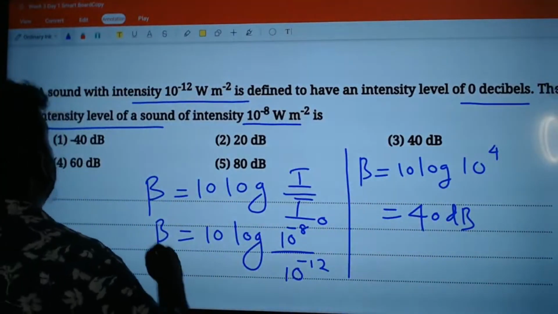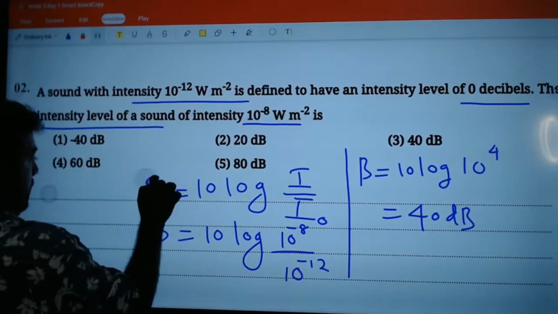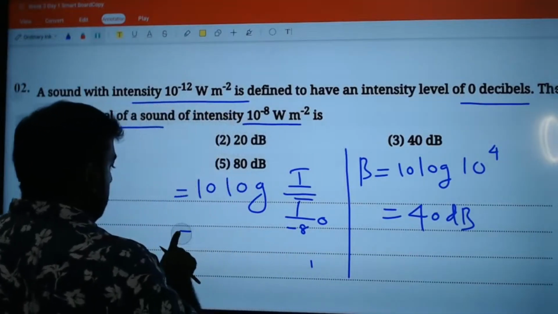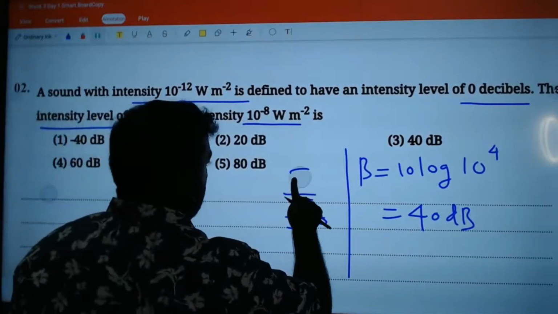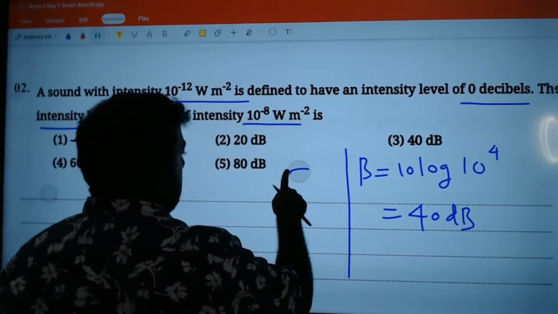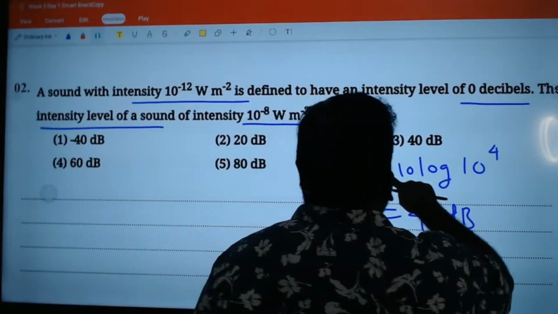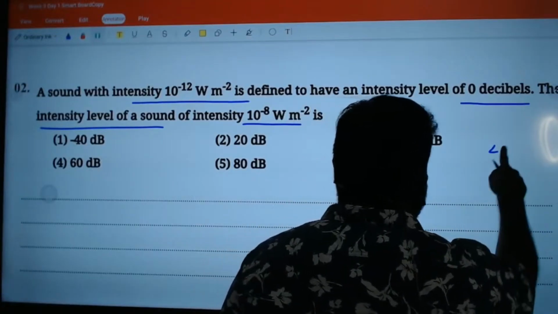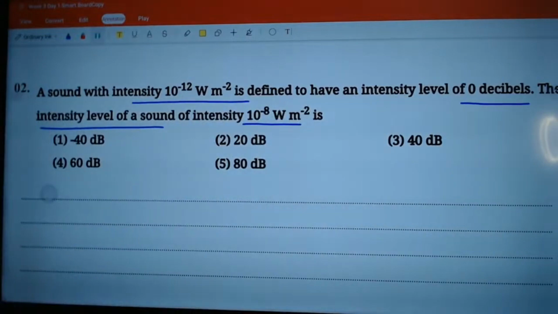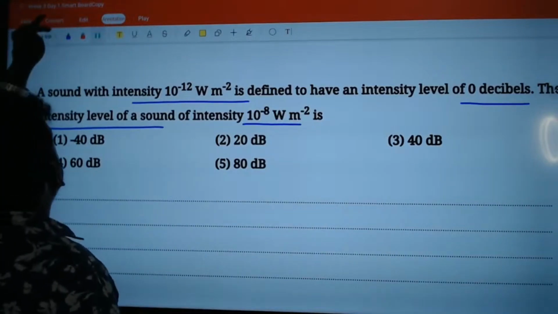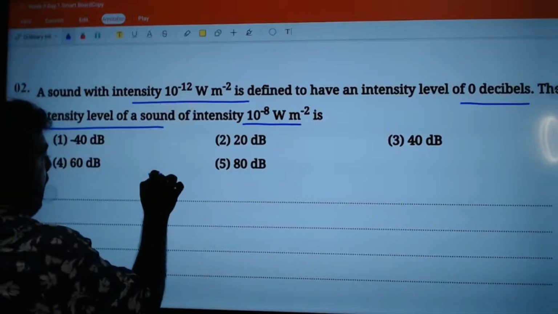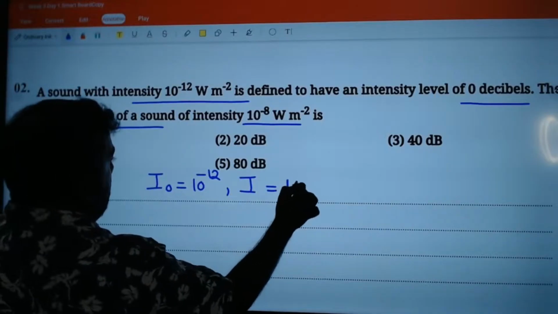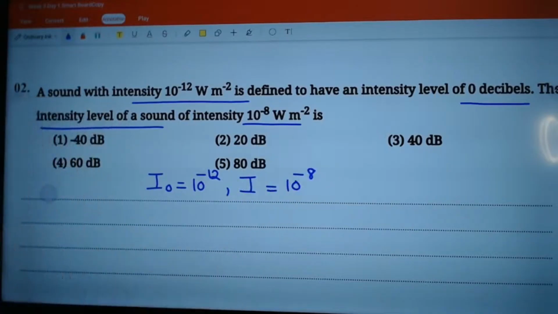Okay, I'll explain again. Have a look. So, IO is 10 to the power minus 12. I is given as 10 to the power minus 8.